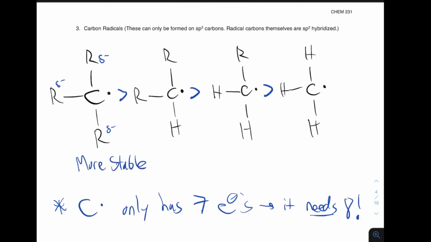Okay? And we can also think about resonance for carbon ions, and we'll get into that in a little bit. But yes, just like with the carbocation, the more carbons attached to a carbon radical, the more stable it is.